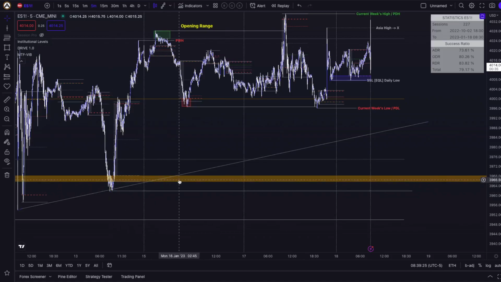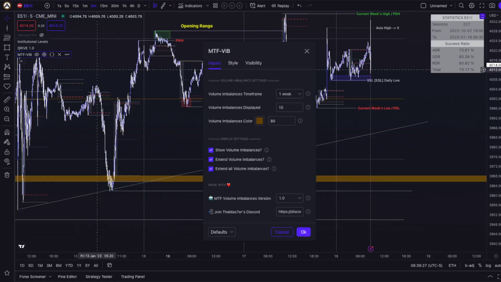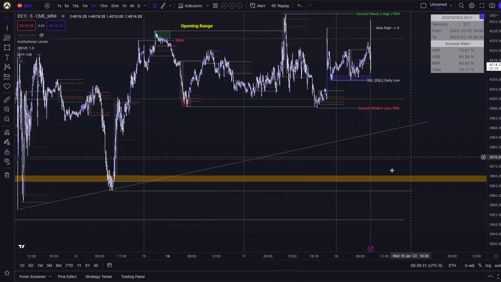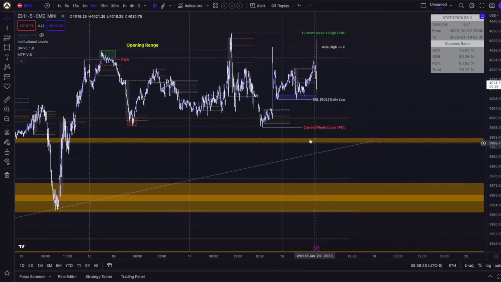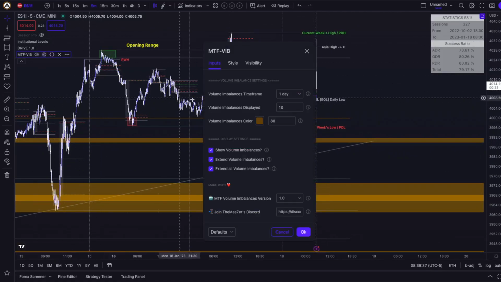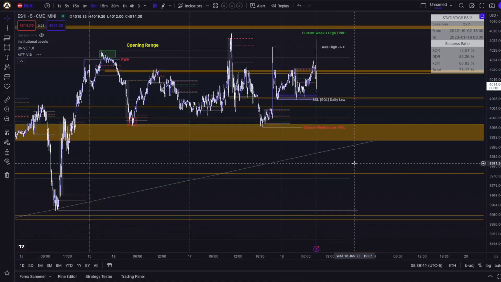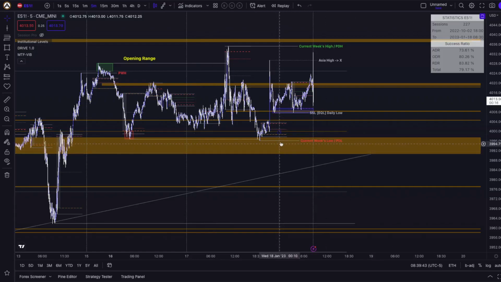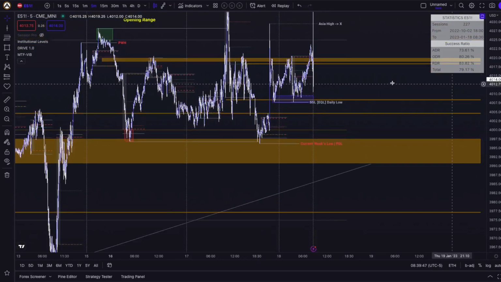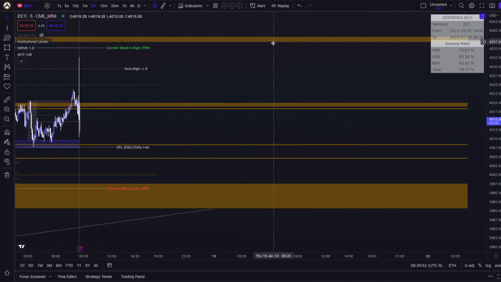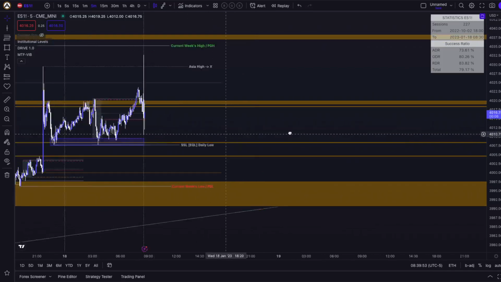We have a weekly volume imbalance. We have 2 daily volume imbalances right here. We have another daily volume imbalance just waiting for us here, and let's go for a 4-hour volume imbalance, also just inside of our sell side liquidity pool. Another 4-hour volume imbalance just above our current week's high. So we will see how it's going to play out.